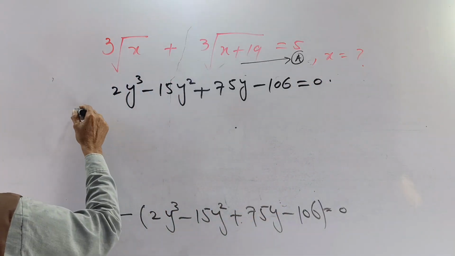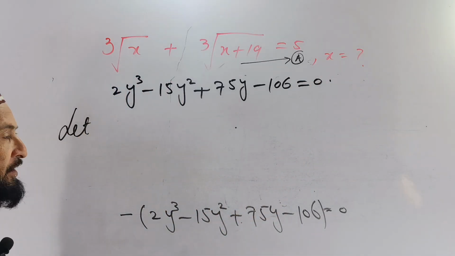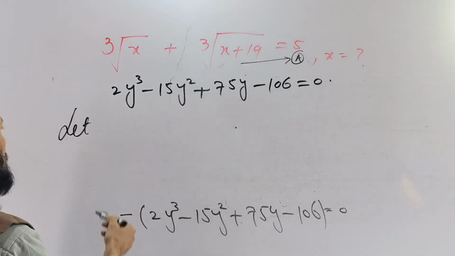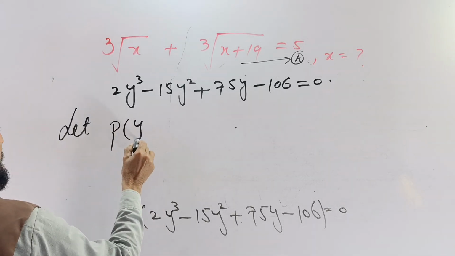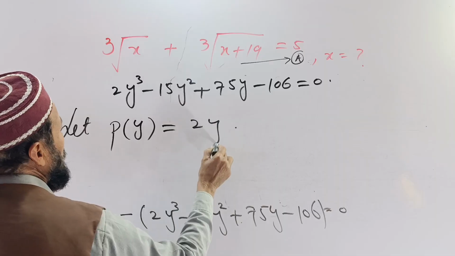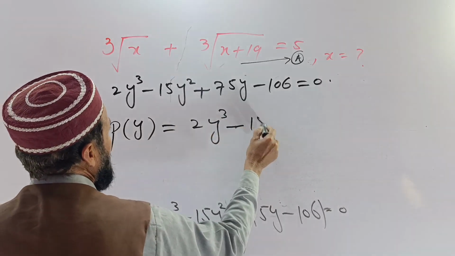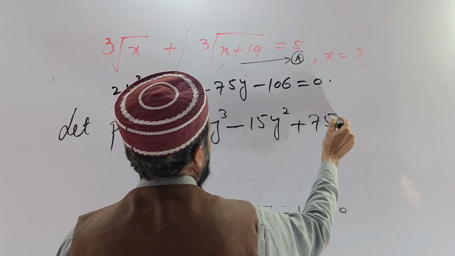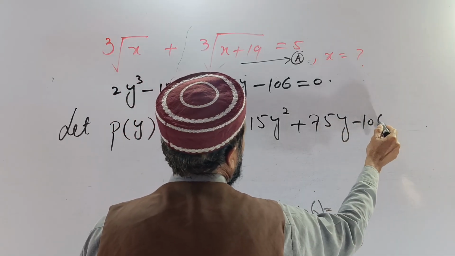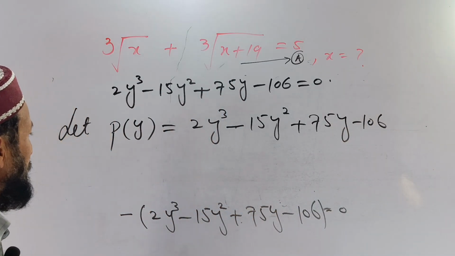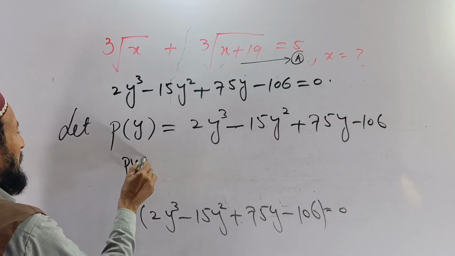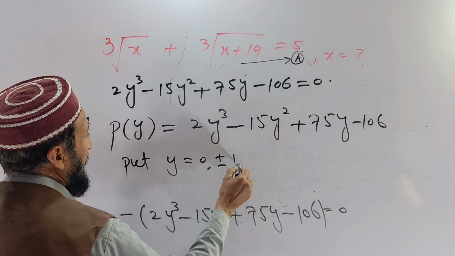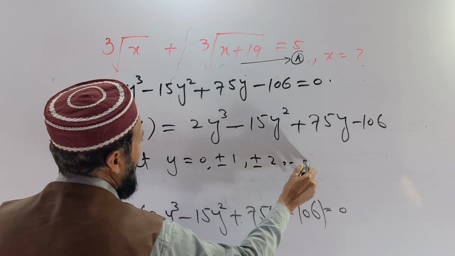Now we take the polynomial. We are finding the factors of this one because the cubic equation is available. So now we have the polynomial p(y) of 2y cube minus 15y square plus 75y minus 106. Now we try to make it, if we put the value of y equal to 0, plus minus 1 and plus minus 2, and so on.